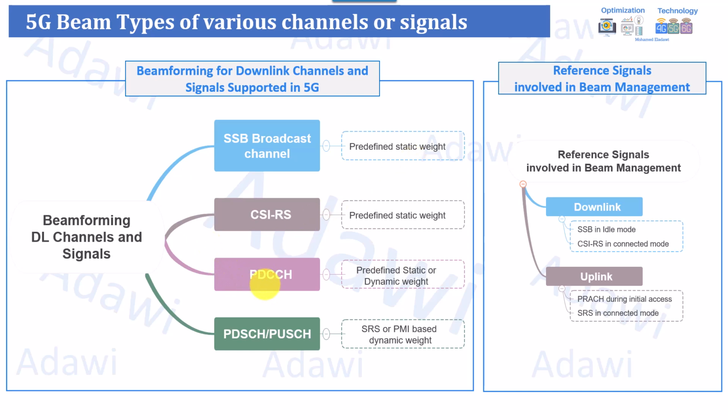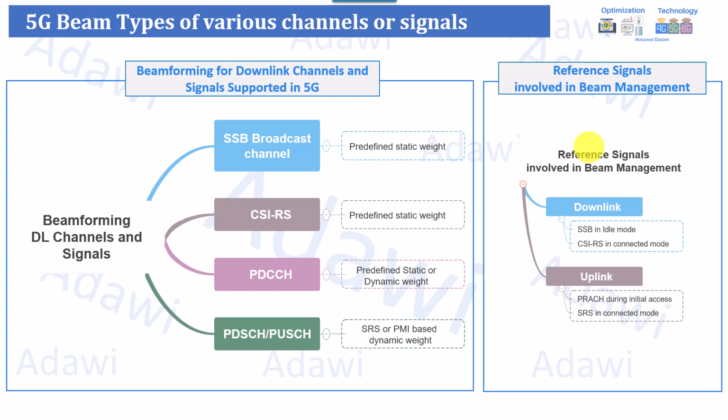Same for the physical downlink control channel. This actually depends more on the network or vendor implementation. It can be predefined static or dynamic weights, which means the beams can be allocated dynamically or based on predefined static weights, which means fixed locations as well. But just to summarize, almost all the channels and reference signals support beamforming in 5G, while in 4G it was mainly the traffic channels which supported beamforming.